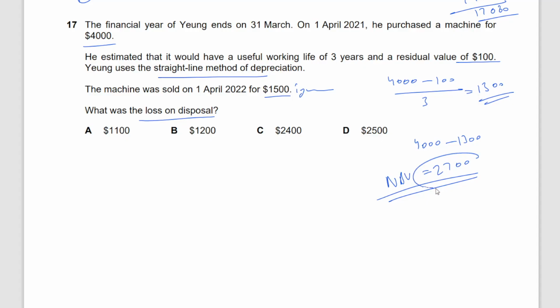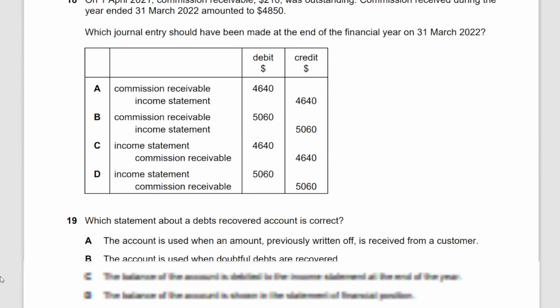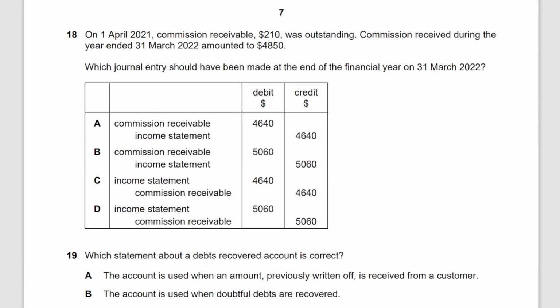After 1 year, this is the value that we think. However, we only sold it for 1,500. And so the gap, 2,700 minus 1,500, the 1,200, is loss on disposal. Because we thought it's worth 2,700 after a year, after calculating the depreciation. In reality, we only got 1,500 for that. And the loss on disposal was 1,200. Let's keep moving.